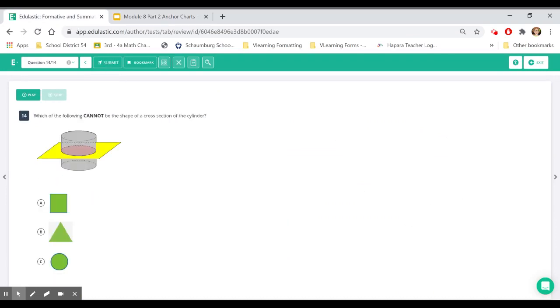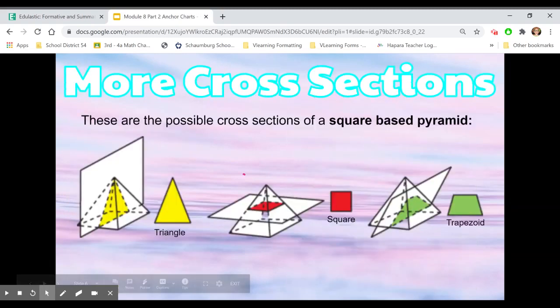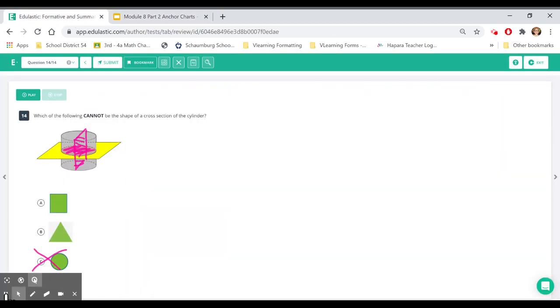Which of the following cannot be the shape of the cross section of a cylinder? So if we cut it parallel to the base, we're going to get a circle. So that can be. And if we cut it vertically to the base, we're going to get this rectangular shape, as we see over here. When you cut vertically, you get the side. So the only one we're not going to get is the triangle.